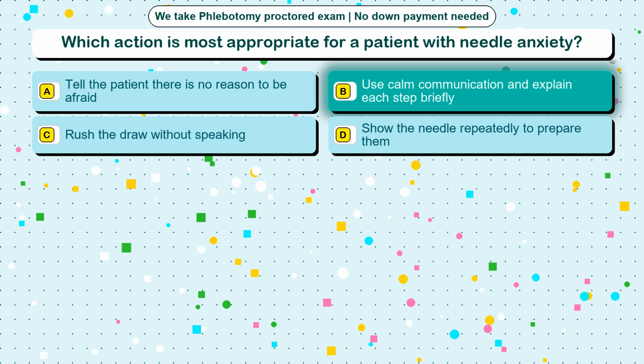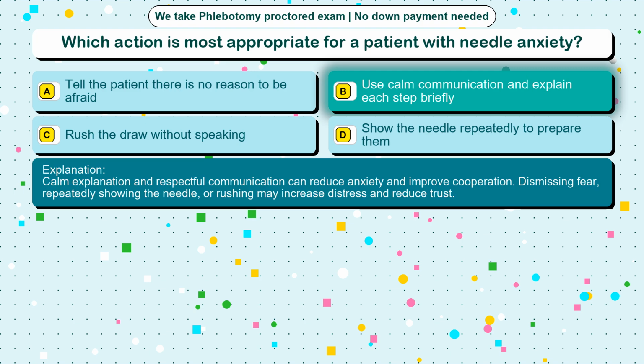Use calm communication and explain each step briefly. Calm explanation and respectful communication can reduce anxiety and improve cooperation.